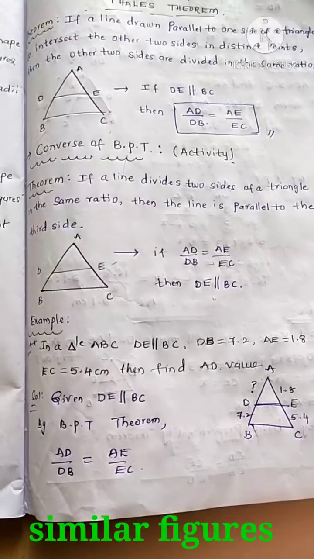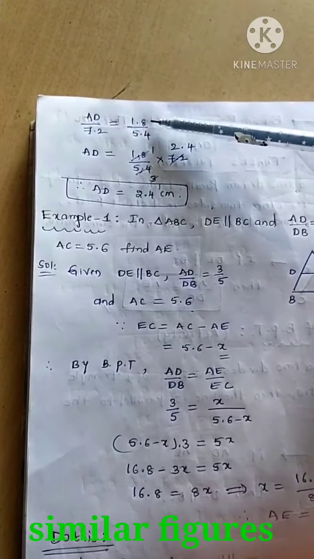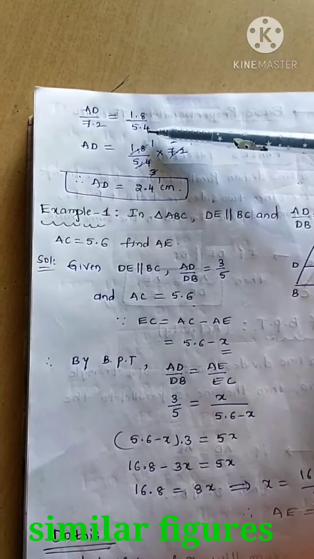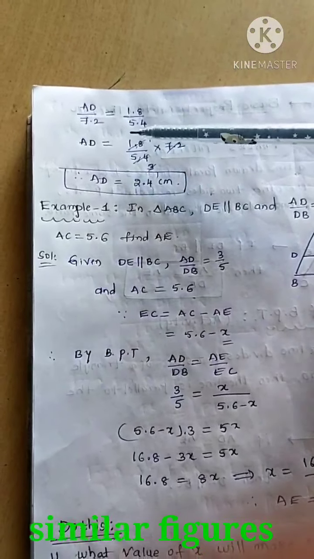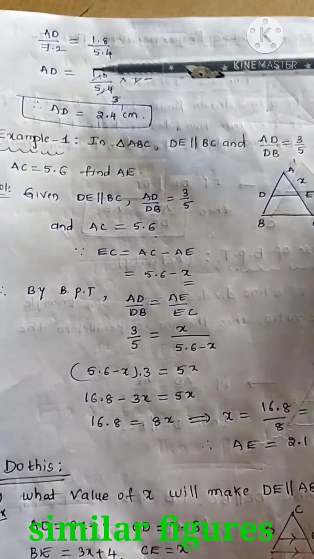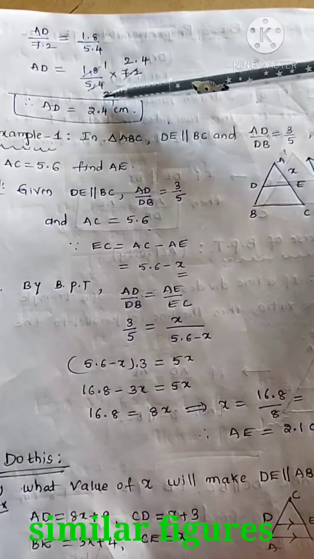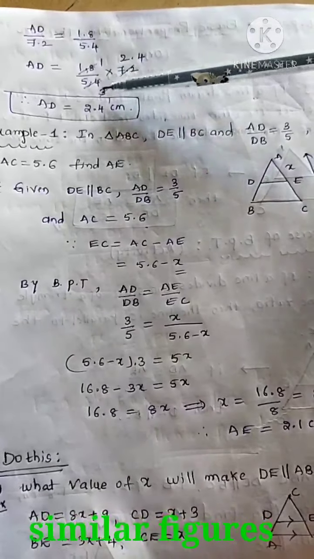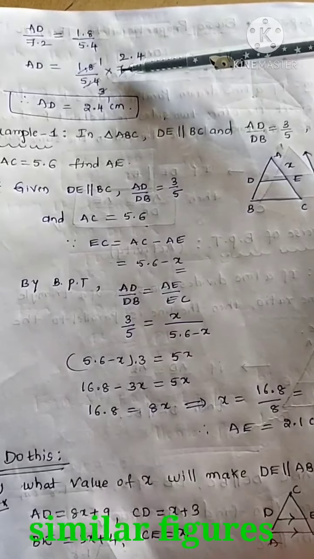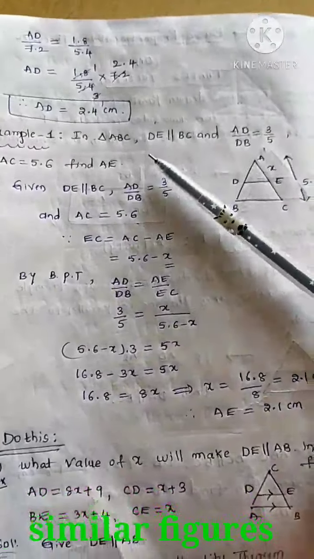We use this condition. Okay, see, DB value 7.2, AE value 1.8 and EC value is 5.4. Now AD is equal to 1.8 by 5.4 into 7.2. Cancel the decimal point. 18, 3 times 6 are 18, 3 5s are 15... 3s are cancelled. Now here 3 2s are 6, into 1.2, 3 4s are 12. The answer is 2.4 centimeters.